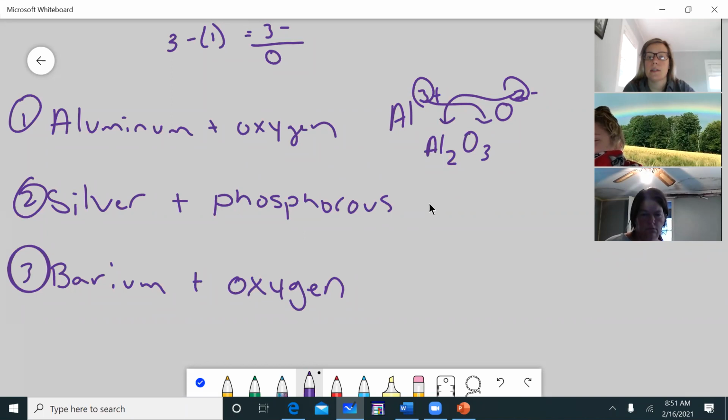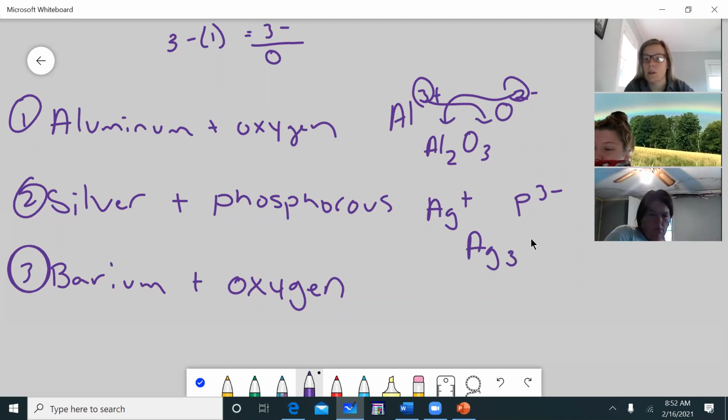Silver and phosphorus. Silver is Ag. That always has a plus charge. I know it's sitting in the transition metals, and those other transition metals have varying charges for sure, but silver will have a predictable +1. Phosphorus, which is P, will always have a 3- charge just because of where it's located. Flip flop, I should have 3 silvers for every 1 phosphorus. The 1 comes to here, the 3 goes to here.